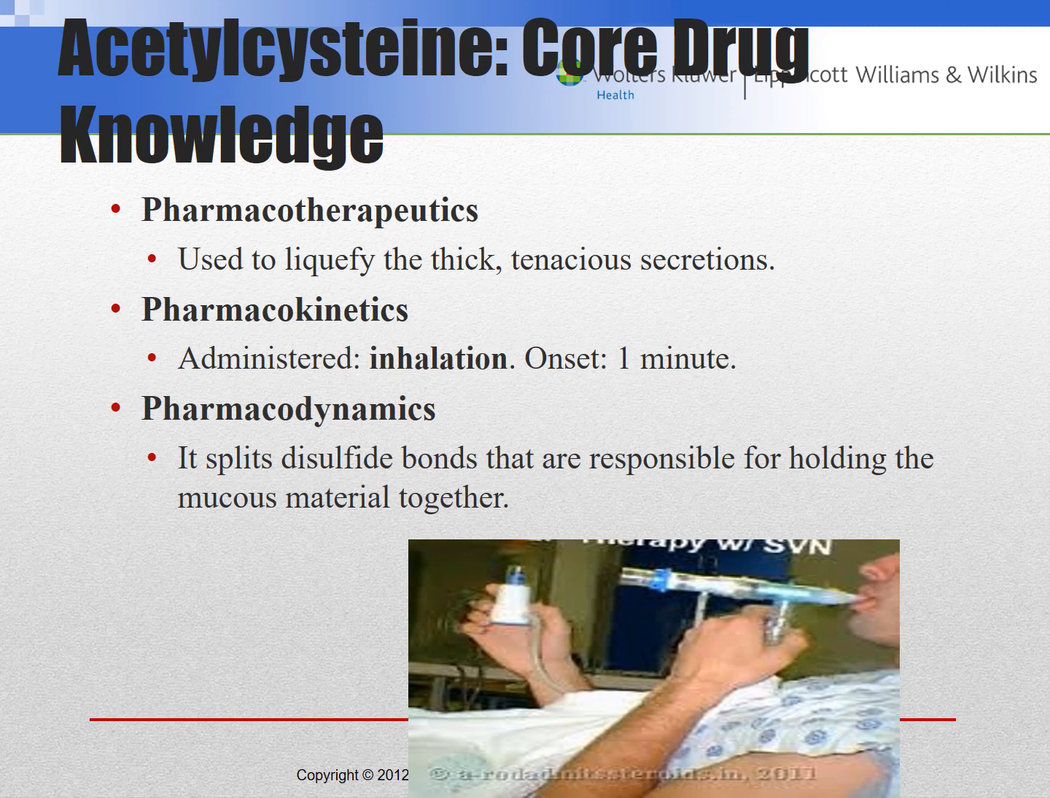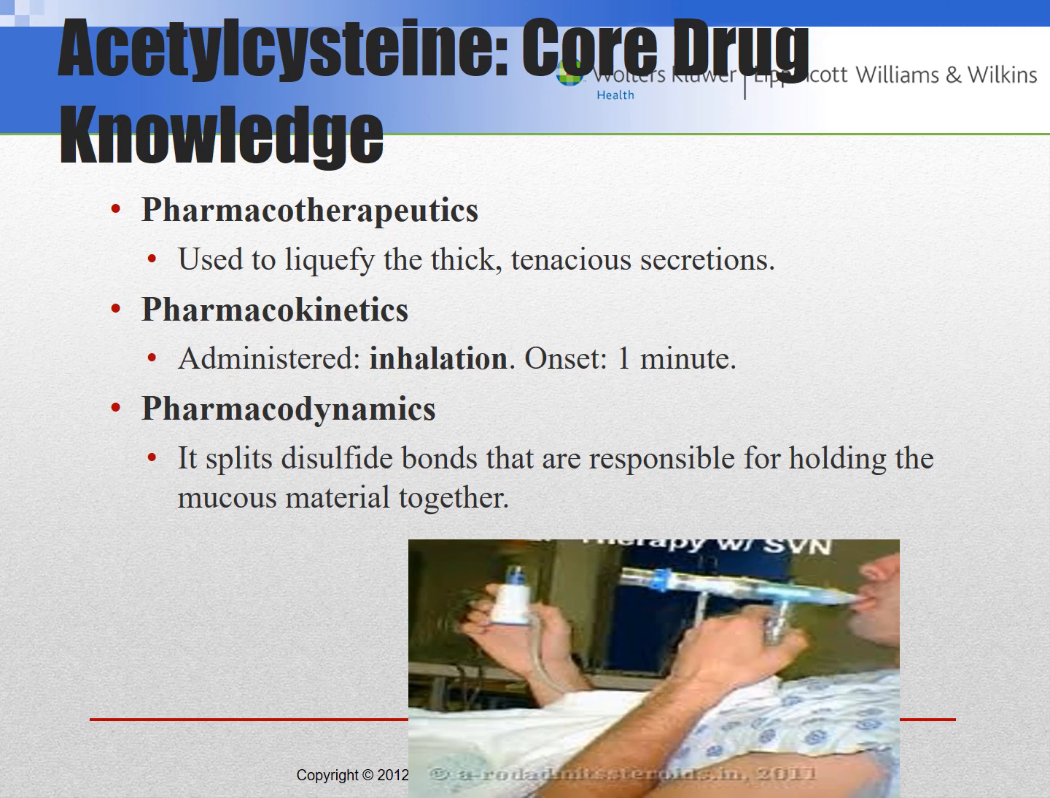All right, so in the pharmacotherapeutics, for Mucomyst or acetylcysteine, it is used to liquefy thick, tenacious secretions. It is administered by inhalation. Its onset is in 1 minute. It is metabolized in the liver, and it is excreted somewhat in the urine. The pharmacodynamics, it does split the disulfide bonds that are responsible for holding the mucous material together.